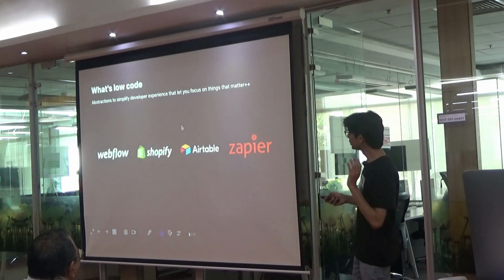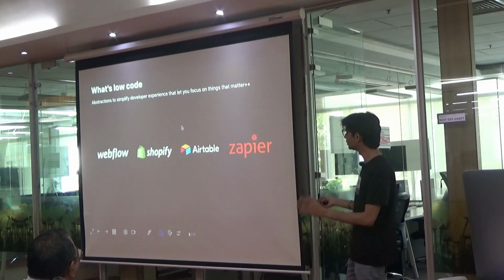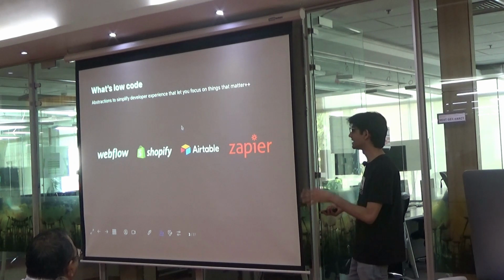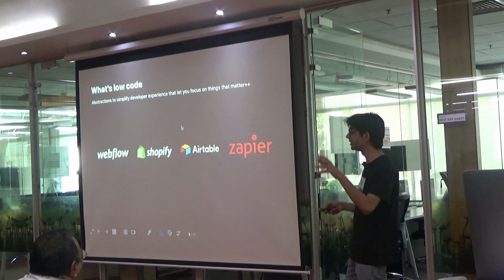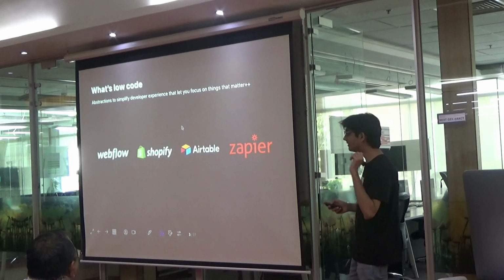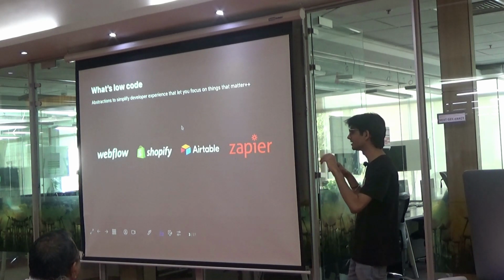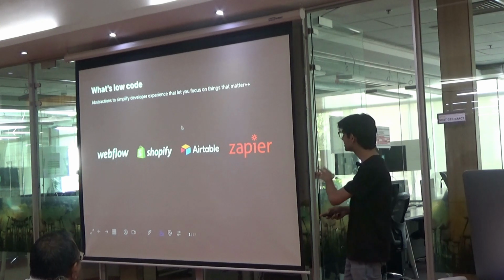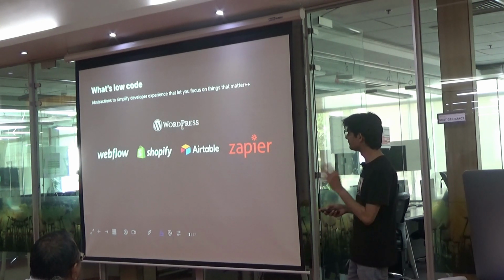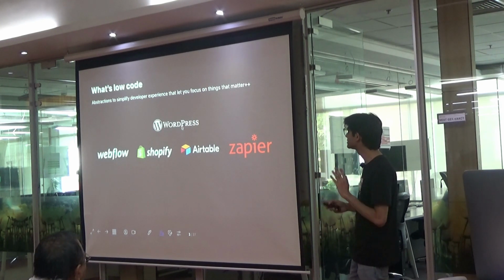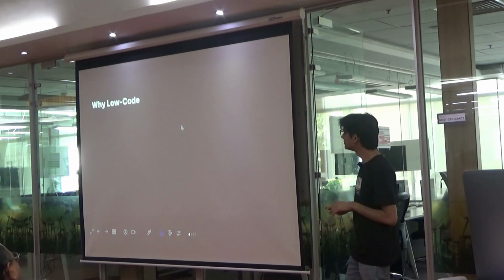Cool. Lots of companies are building things on low code. These are some popular brands or companies that have made strides in low code. Like Shopify, you take a component, plug it in, you have a storefront. Webflow, you describe some styling and you have a website running. Airtable, Zapier, and on top of this you have WordPress, which is king of the web, sitting right at the top.